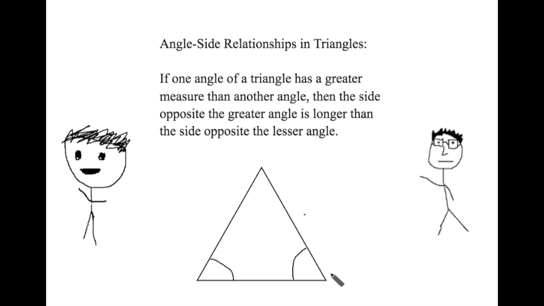So that means if this angle was, let's say, 30 degrees, and this angle was 60 degrees, that means this side would be bigger than this side over here. Correct. Exactly. Thanks for teaching me that one.